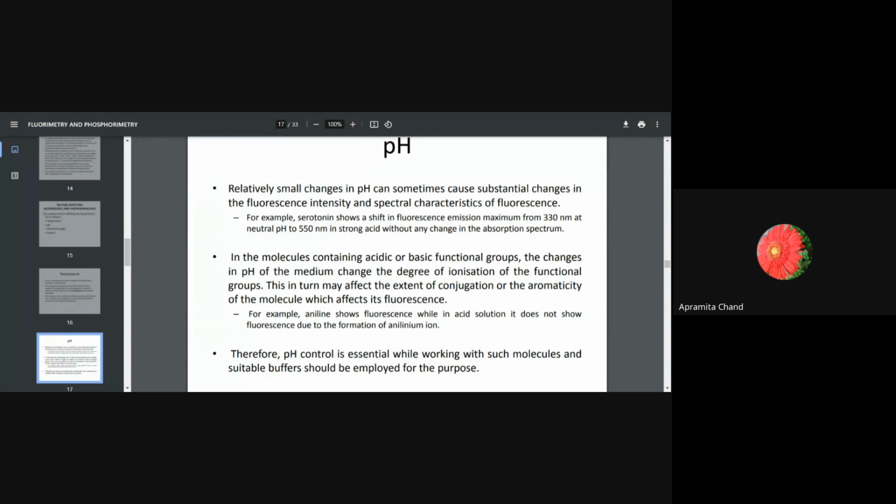Also, in molecules containing acidic or basic functional groups, changes in the pH of the medium can change the degree of ionization, and this will also affect the extent of conjugation or aromaticity of the molecule. Aniline shows fluorescence, but in acid solution it will not, because the conjugation will be affected by the formation of the anilinium ion. Because pH control is so essential, we employ many buffers during observation of fluorescence.